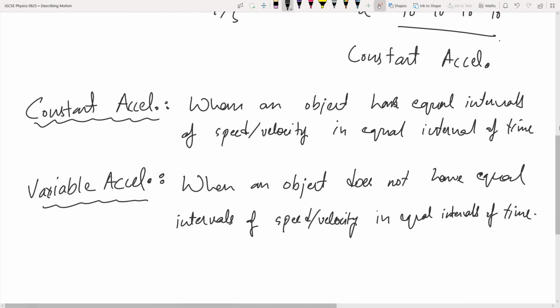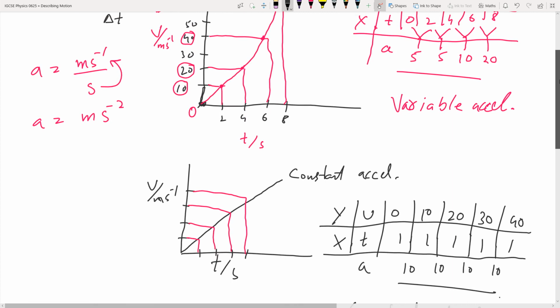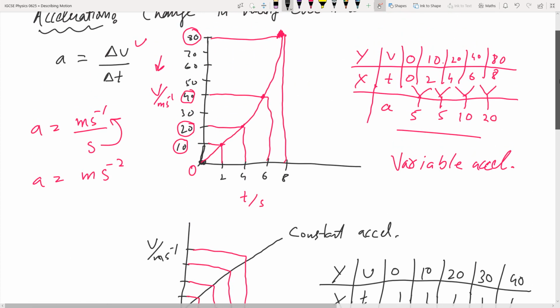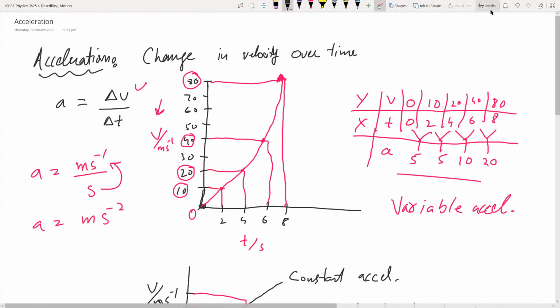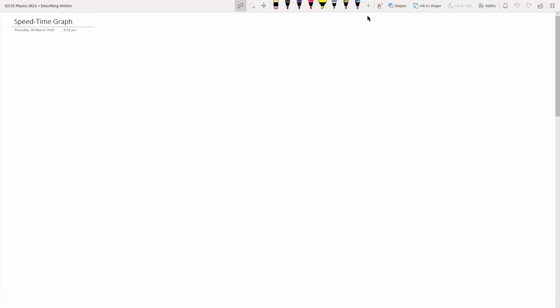So I hope you understand what acceleration is. Now this is just the basic understanding of what acceleration is. We'll have a much better understanding of acceleration once we go through the complete context of acceleration, especially when we discuss the speed time graphs. Now we'll go directly to speed time graphs and try to explain this as quickly as possible.